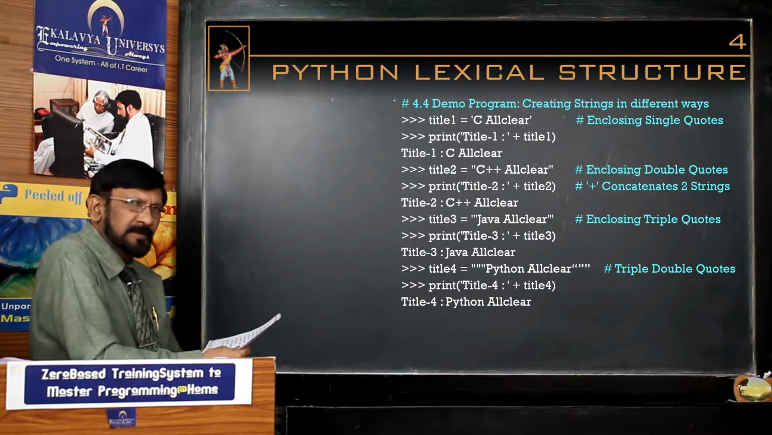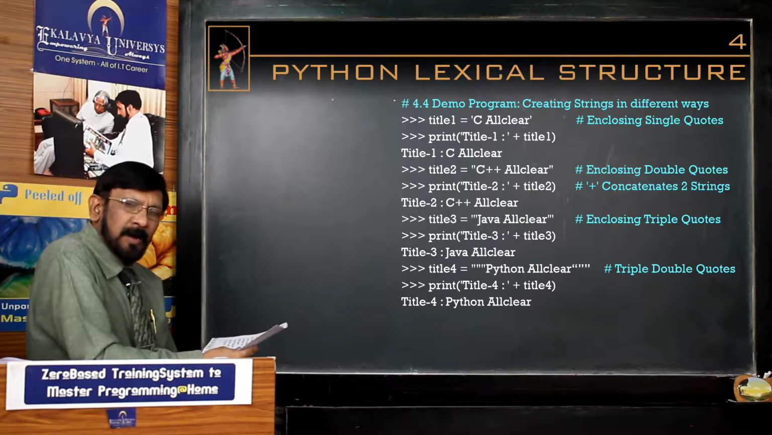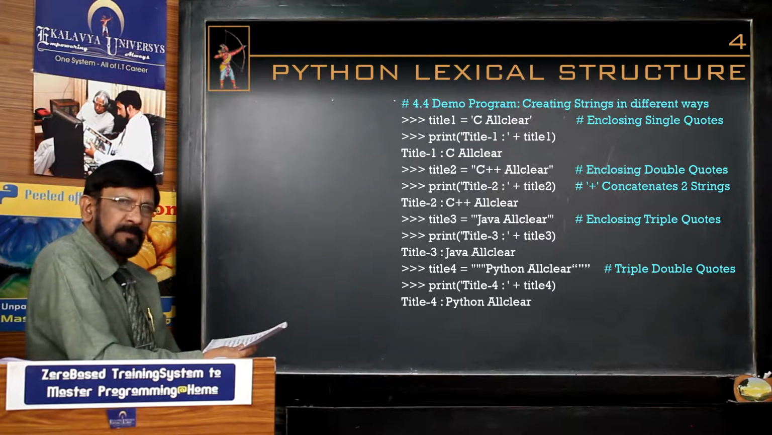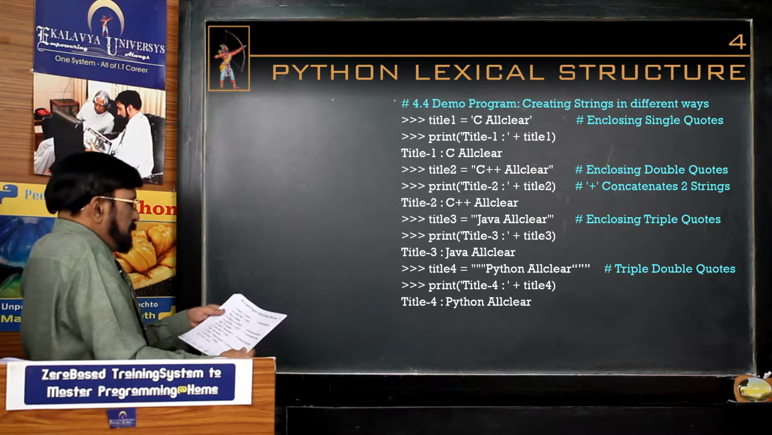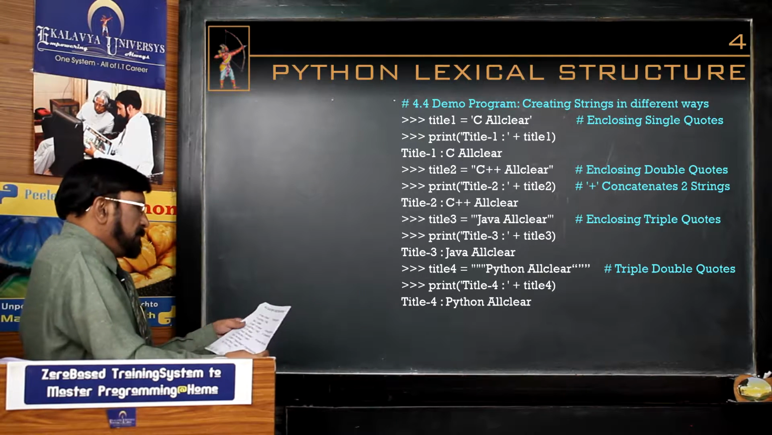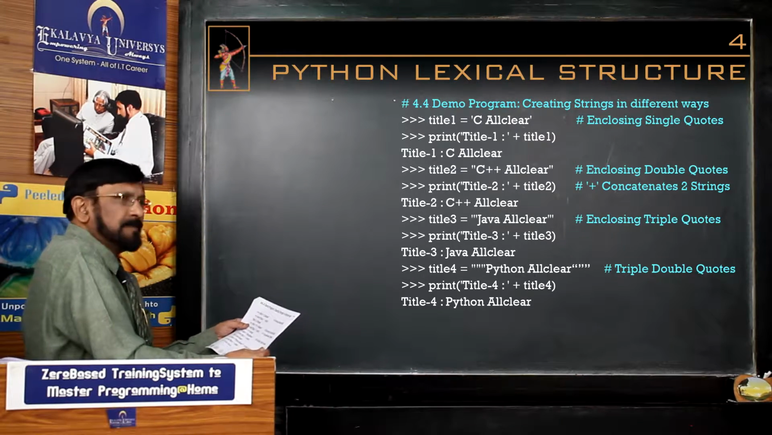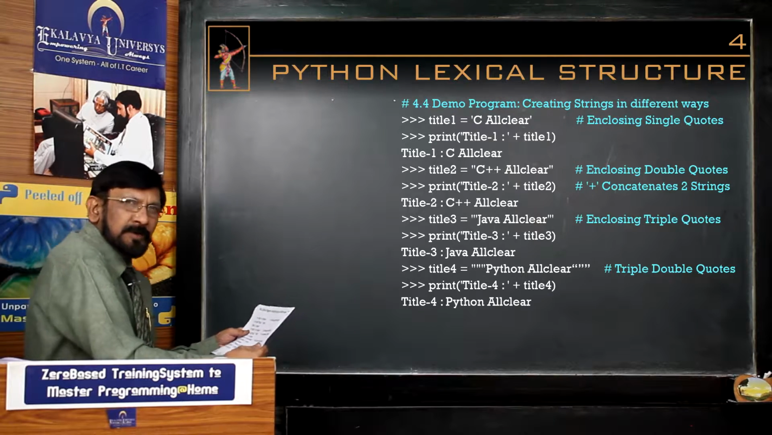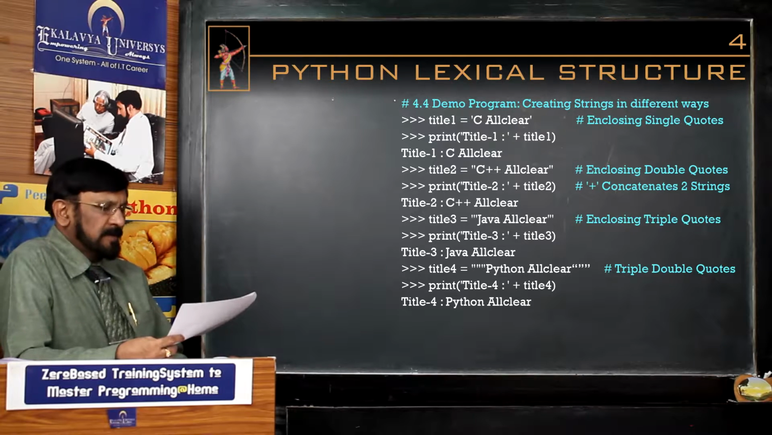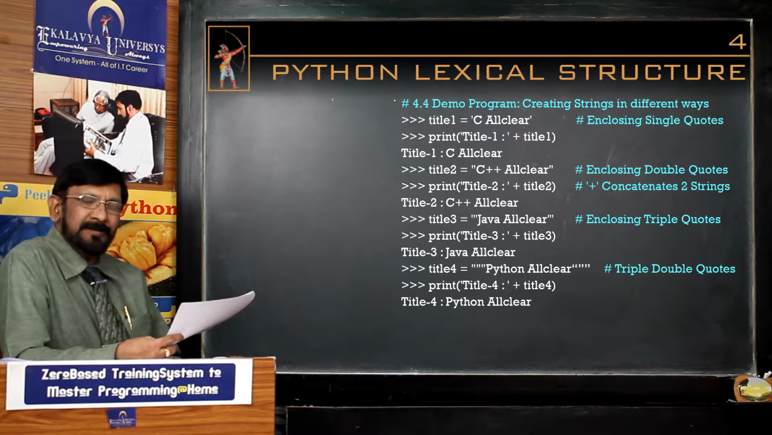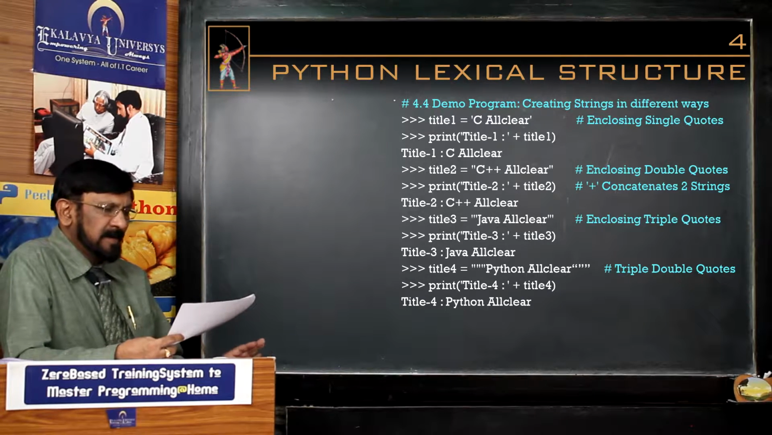Let us see a demo program on creation of strings in 4 ways. Now you see title 1, see all clear. Then we are using a pair of single quotes. Then thereafter we are printing it.